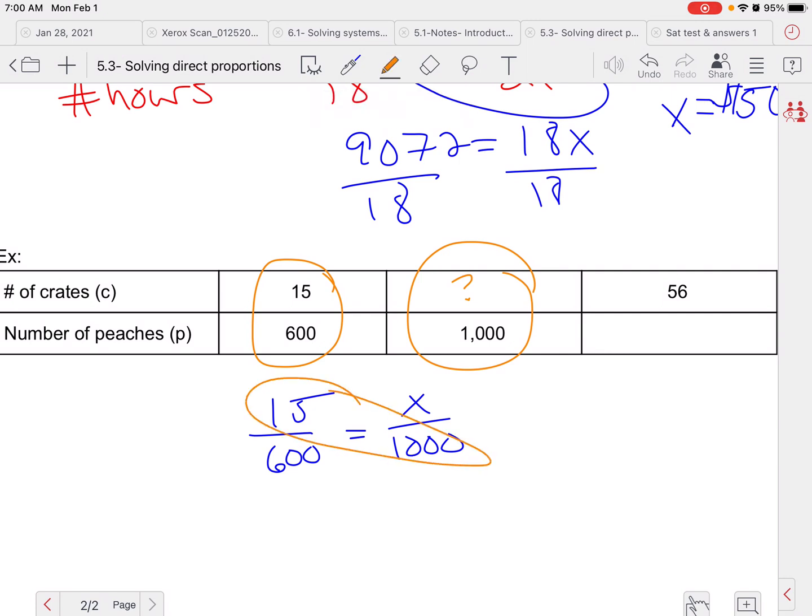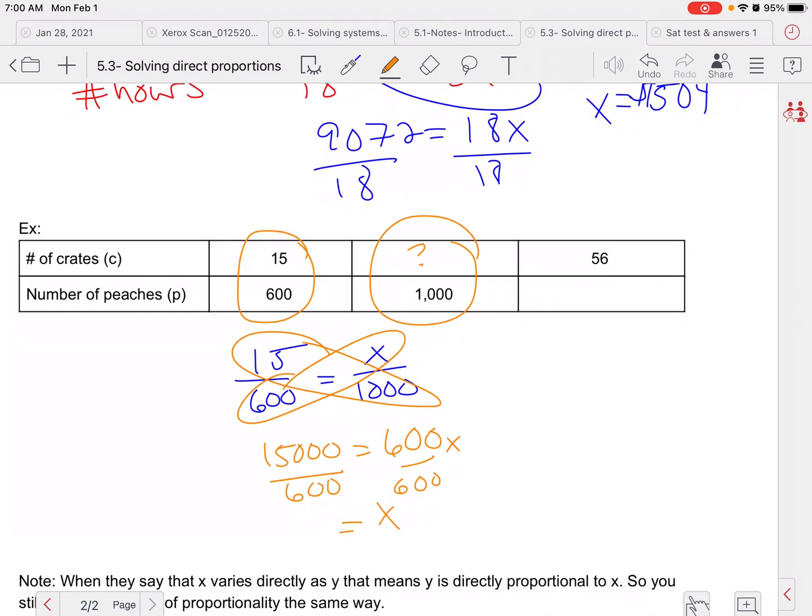Well, 15 times 1,000 is 15,000, equals 600 times x, which is 600x. And then I would go ahead and divide that. And 15,000 divided by 600 is going to be 25. So this takes 25 crates to get 1,000 peaches. Okay, so go ahead, I want you to try and see if you can figure out how many peaches are in 56 crates.